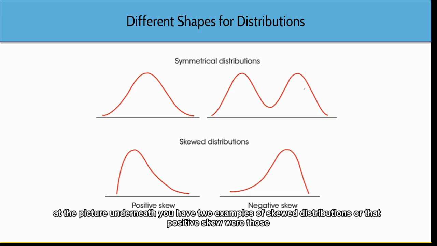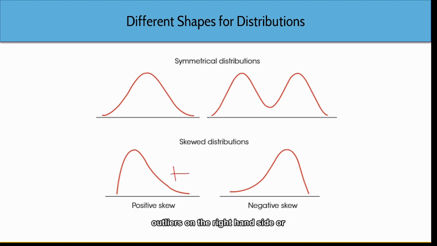And then at the picture underneath, you have two examples of skewed distributions. I have that positive skew where those outliers on the right-hand side are pulling the distribution to the right. And on the other one, I have that negative skew where lower scores are dragging it to the left.